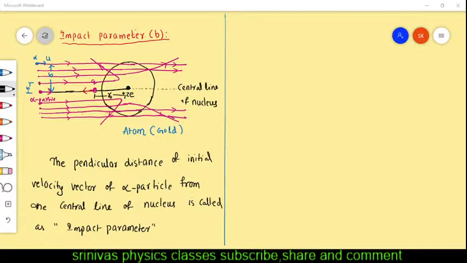Right. I'm going to start. Today's topic is the impact parameter. What is impact parameter? We know the Rutherford alpha scattering experiment. In it, we are taking a gold foil. This is a gold nucleus, a gold atom. According to Rutherford, most of the positive charge is concentrated at the center of the atom.